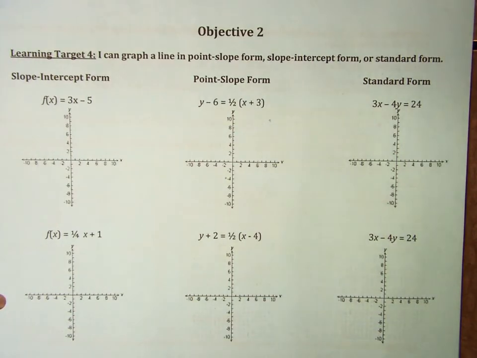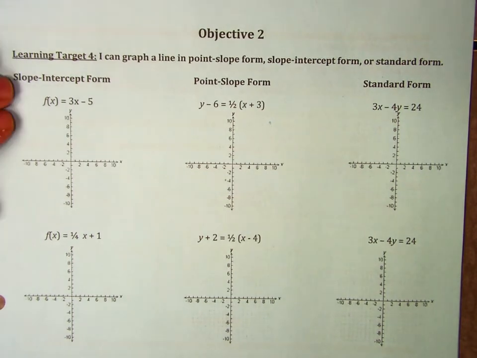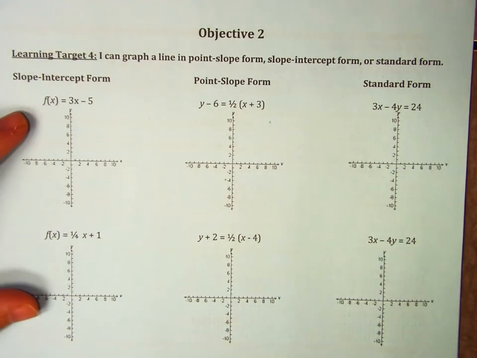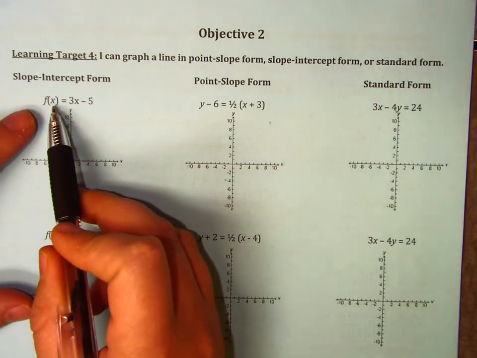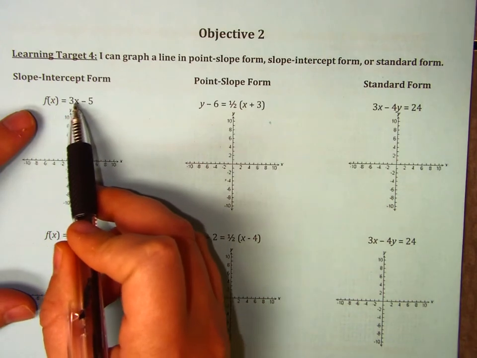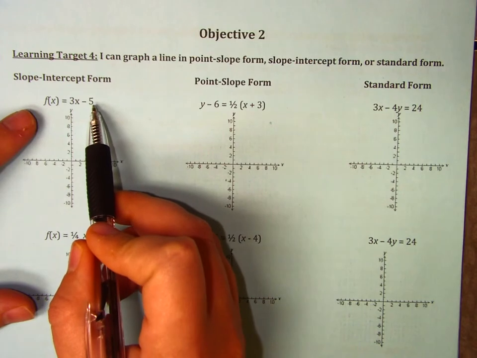Right, so today we're going to start learning our objective 2, which starts with learning target 4, and that is that I can graph the line in point-slope form, slope-intercept form, or standard form. These first two equations are in slope-intercept form. Remember that f of x is like y, so this says y equals mx plus b. Our m is a 3, and our b is a -5.